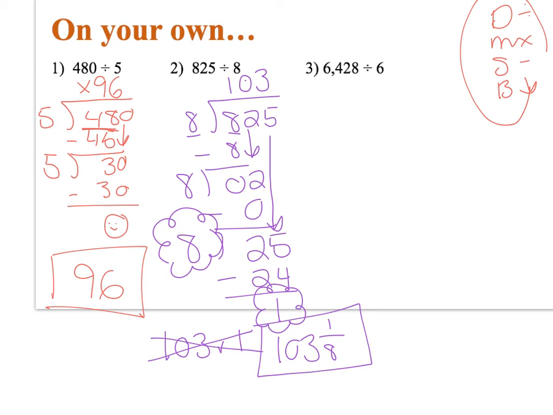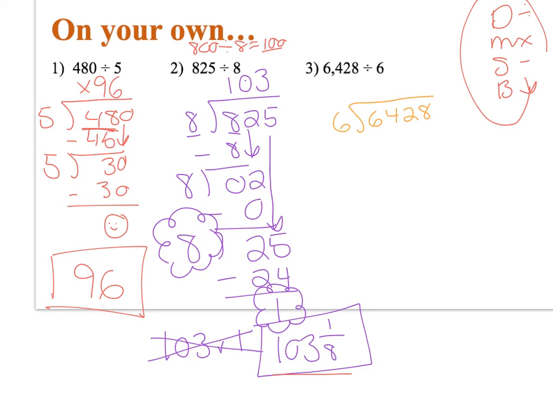Now if we made a mental estimate in the beginning, which we always should be doing, you may have noticed that this number is roughly 800. Divided by 8, our solution should be approximately 100. Our answer was 103 and 1/8, which is very close to 100, so we did a good job, and our answer is reasonable. Problem 3, 6,428 divided by 6.